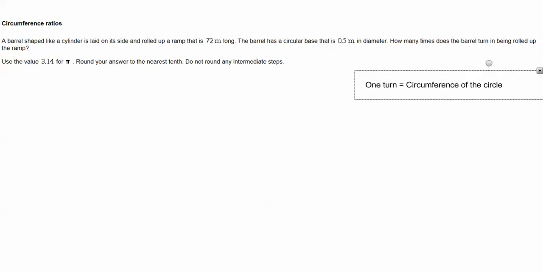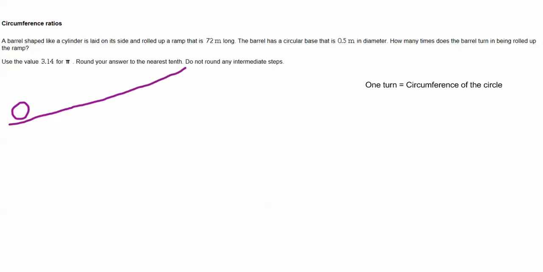All right, second example. Again, I think setting up a diagram will help you wrap your mind around what's going on. It says a barrel is shaped like a cylinder, is laid on its side and rolled up a ramp that's 72 meters long. Imagine a cylinder barrel, like a really big soup can. It's a circle and it's being rolled up a ramp that's 72 feet long. So our ramp is 72 feet and we have our cylinder, but right now I'm just going to focus on the circle, the side part of it.